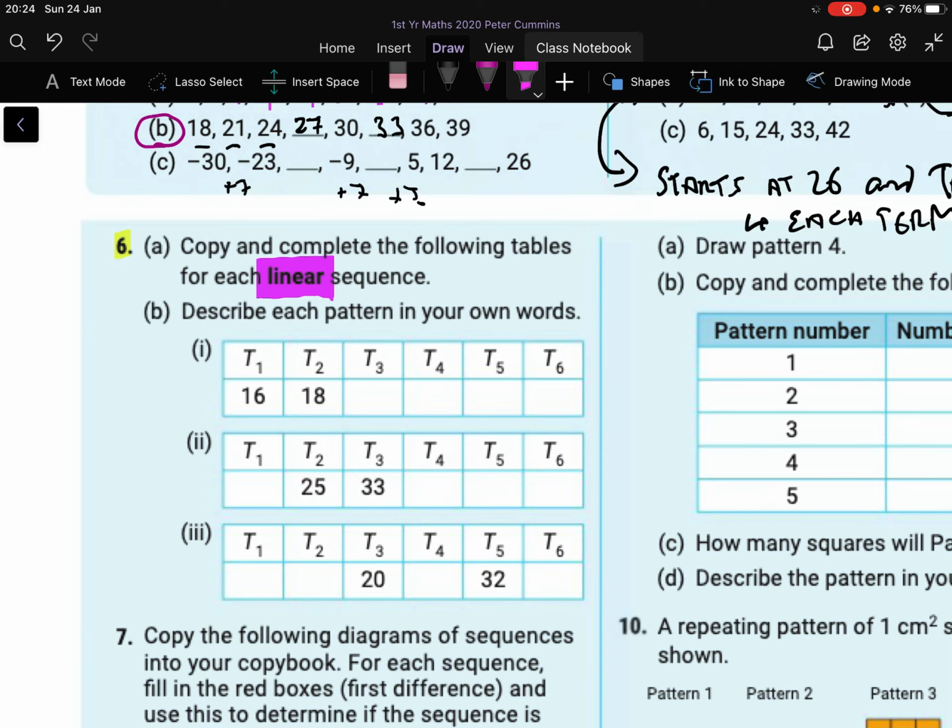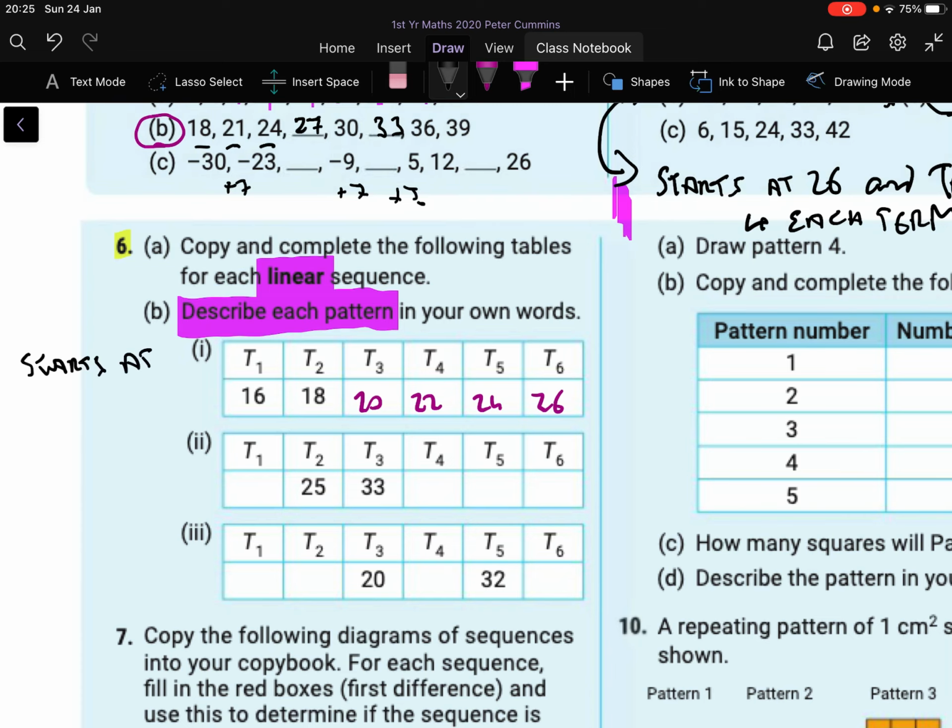So term 1 is 16, term 2 is going to be 18, so you're just going up in 2s, and I want you to describe the pattern as well, look. So same sentences we had up here. So we say 16, 18, this is going to be 20, this is going to be 22, this is going to be 24, and this is going to be 26. So exactly the same kind of sentences. Starts at 16.